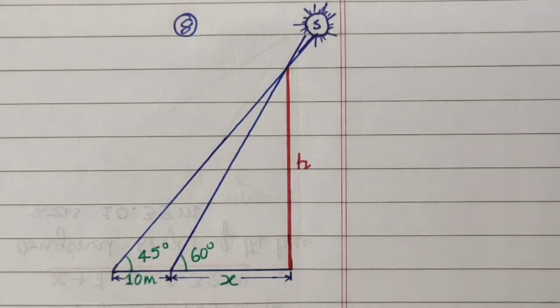The shadow of a tower, when the angle of the sun is 45 degrees, is found to be 10 meters longer than when it was 60 degrees. Find the height of the tower.